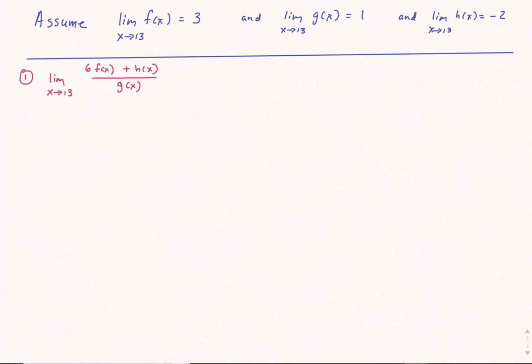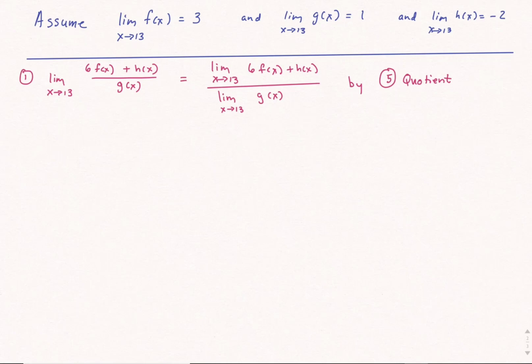The first thing we need to do is split up the numerator and the denominator. We'll do that using the quotient limit law. You have to do these step by step. I don't want to see you listing multiple limit laws for a single step.